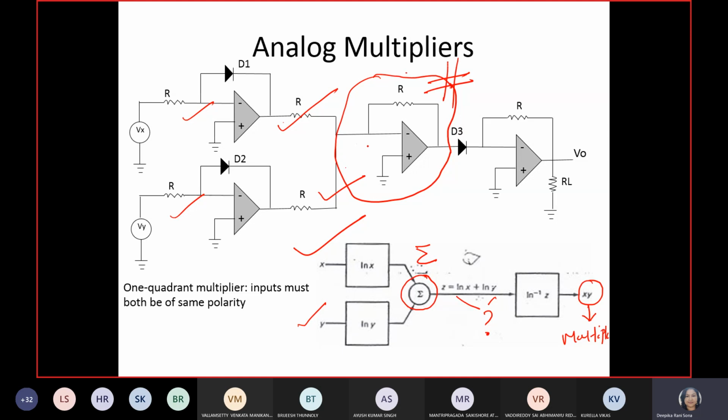Whether it is giving rise to the inverting summer or non-inverting summer, that is also important. Simply I cannot say that from the log amplifier I'll get ln x. It is minus ln x, no? Yes, ma'am, minus ln x.